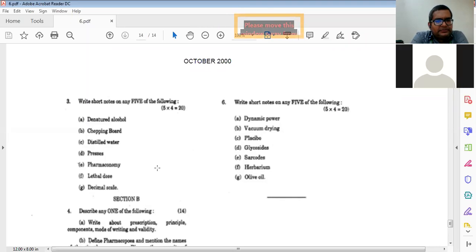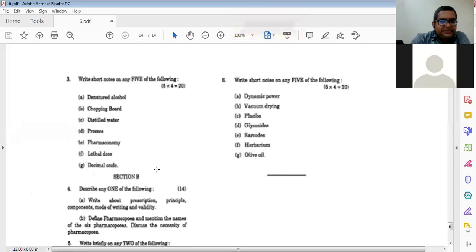Then denatured alcohol. Then chopping board. You can write distilled water. Then presses. Then pharmacognosy. Then lethal dose. Then decimal scale.